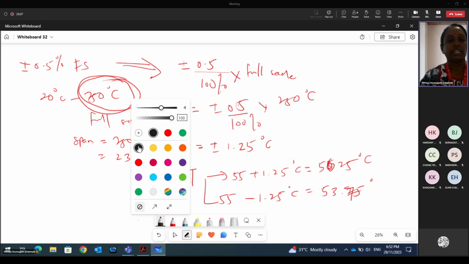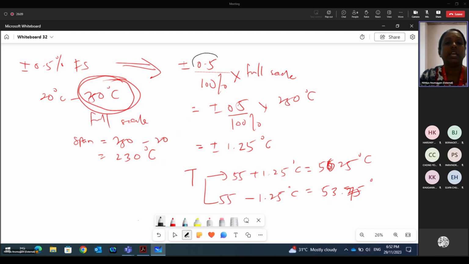Sorry, we need to calculate the error if the accuracy is plus minus 0.75%. So instead of using 0.5%, we're going to use 0.75%. Here, in the second part, they are talking about the span. The span we already calculated as 230, so here we're going to put 230 degree Celsius and 0.75, and we'll be calculating.